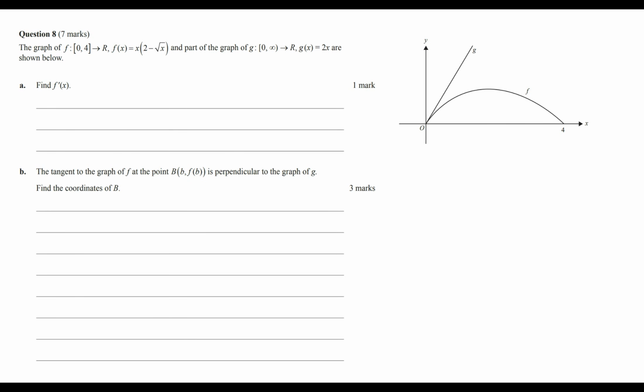The graph of f, where f of x equals x times (2 minus root x), and part of the graph of g, where g of x equals 2x, are shown below. Find f dash of x. To find f dash of x, it's easier to expand f of x and write it in power form.